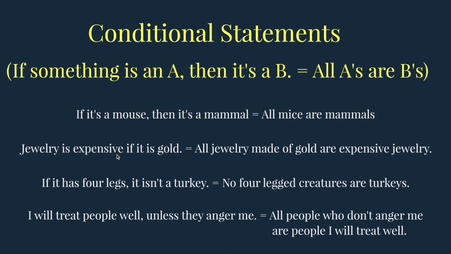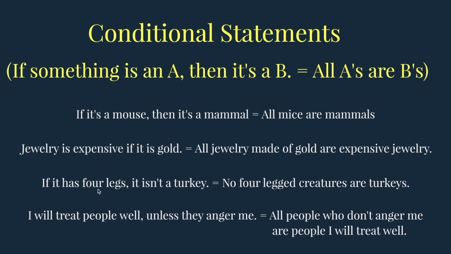But usually when I do that, even though it makes this statement just a little bit more complicated, I still have this part with the if, and then there's an implied then part with the other part of the sentence. So jewelry is expensive if it is gold. What I'm saying is if something is gold, or if jewelry is gold, then that jewelry is expensive. And that's the same as saying all jewelry that's made of gold is expensive jewelry.